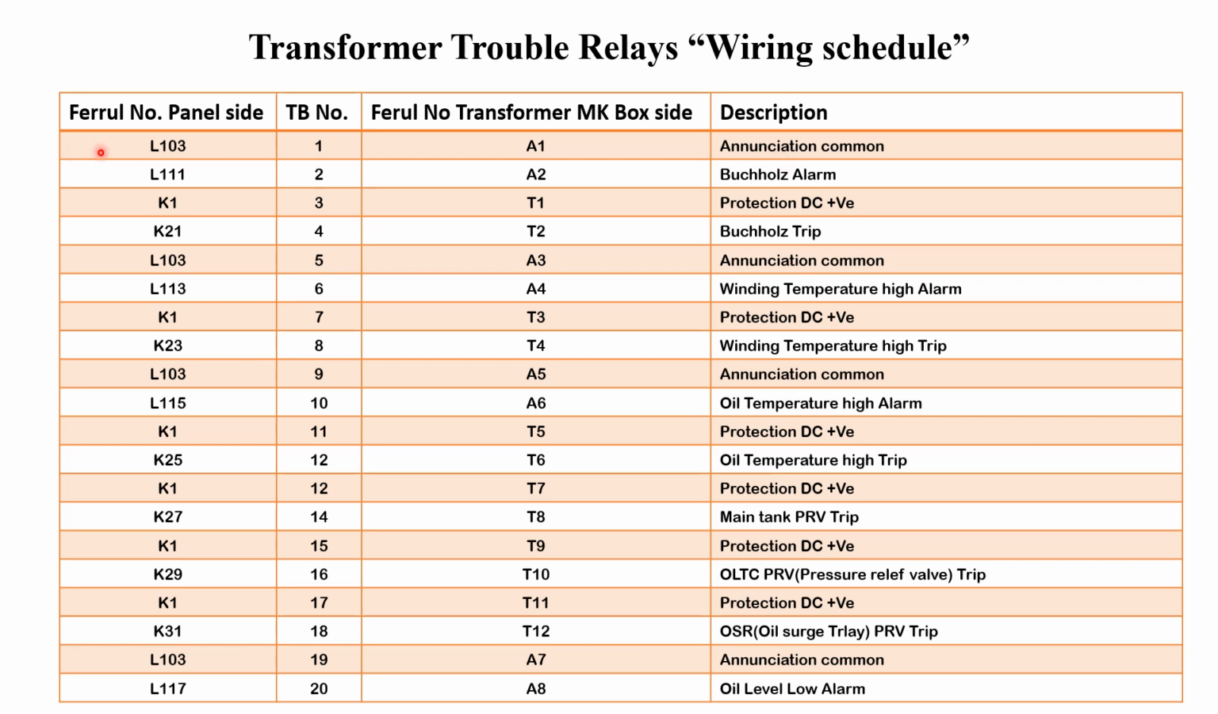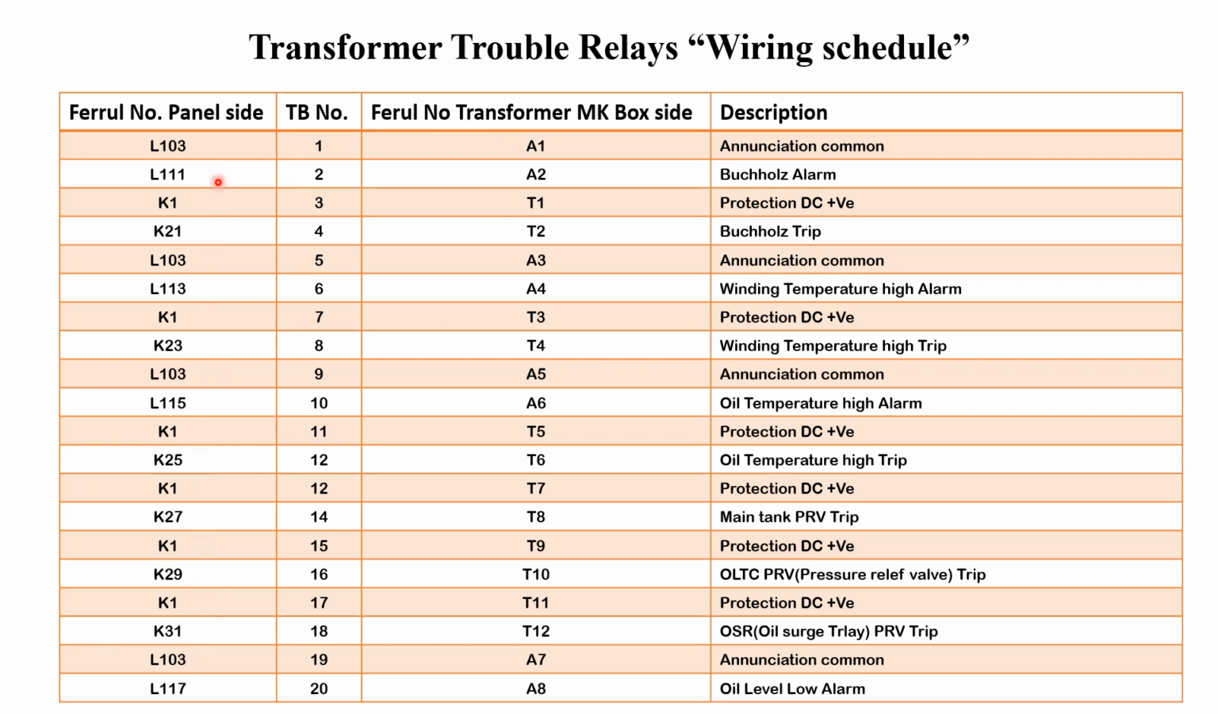Now we know L103 stands for annunciation common, and for whichever auxiliary relay we require an alarm in the annunciator, we will have to provide L103 for it. So you can see L103 over here is for annunciation common. Now A2 is again alarm, because it is A, it indicates an alarm contact. So all the first contacts of alarm will be L103, you can see over here, right?